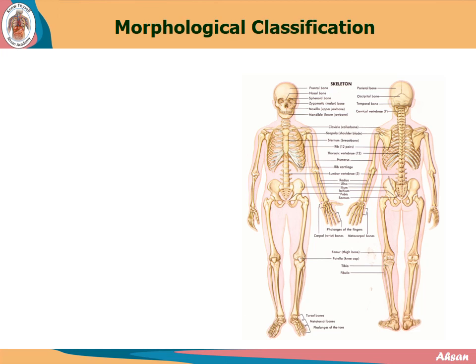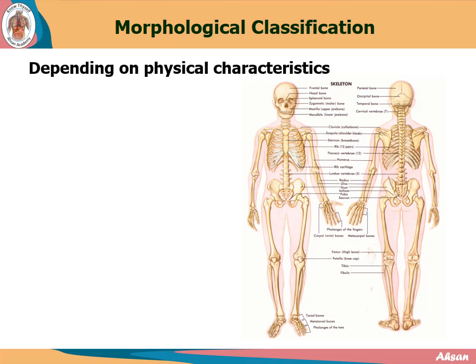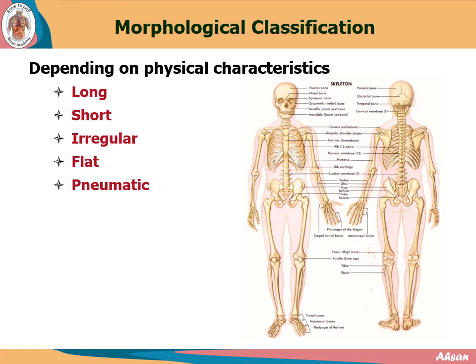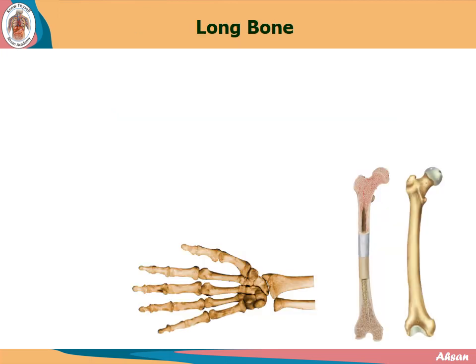Bone can be classified morphologically, means observing the features, into long bones, short bones, irregular bones, flat bones, pneumatic bones, and sesamoid bones. Let us discuss each of them with examples.